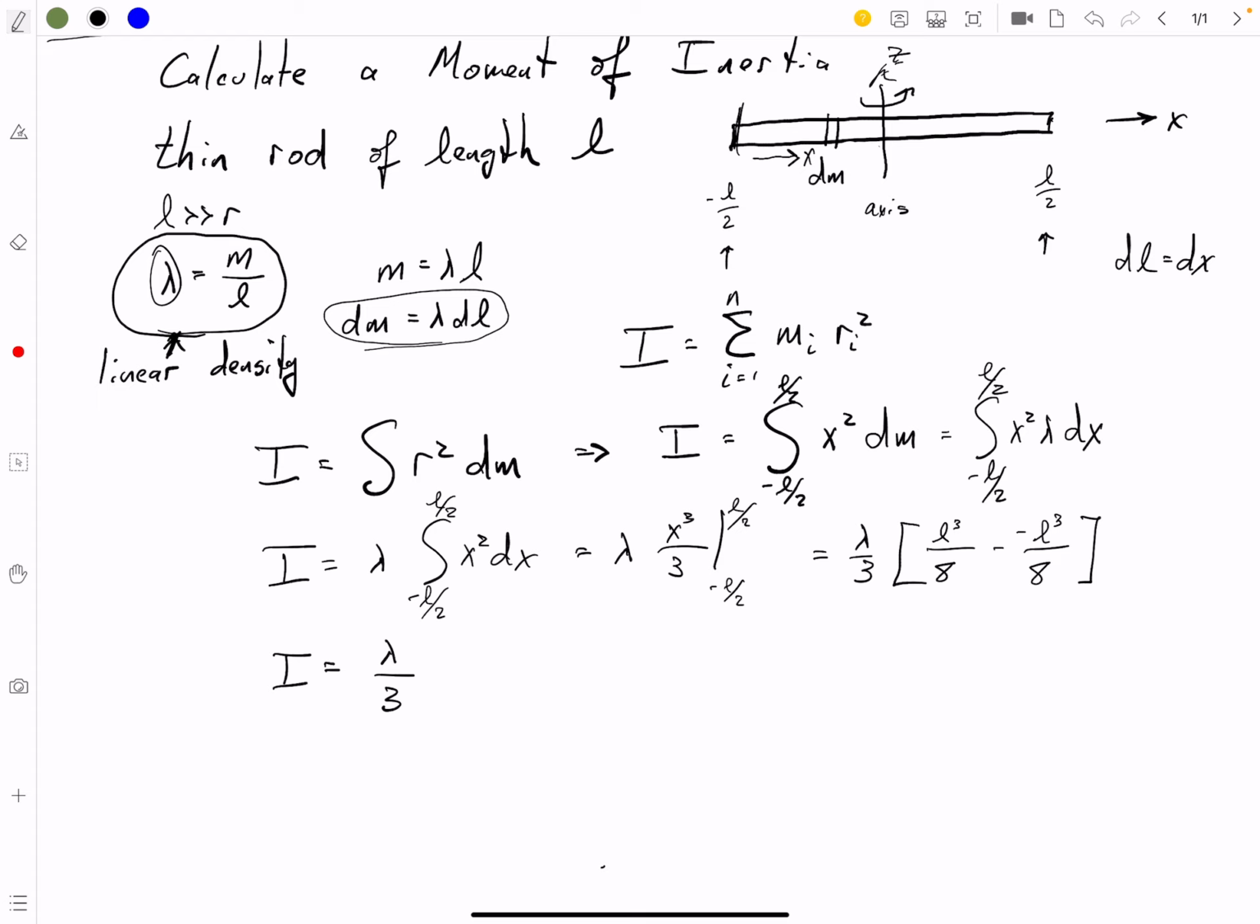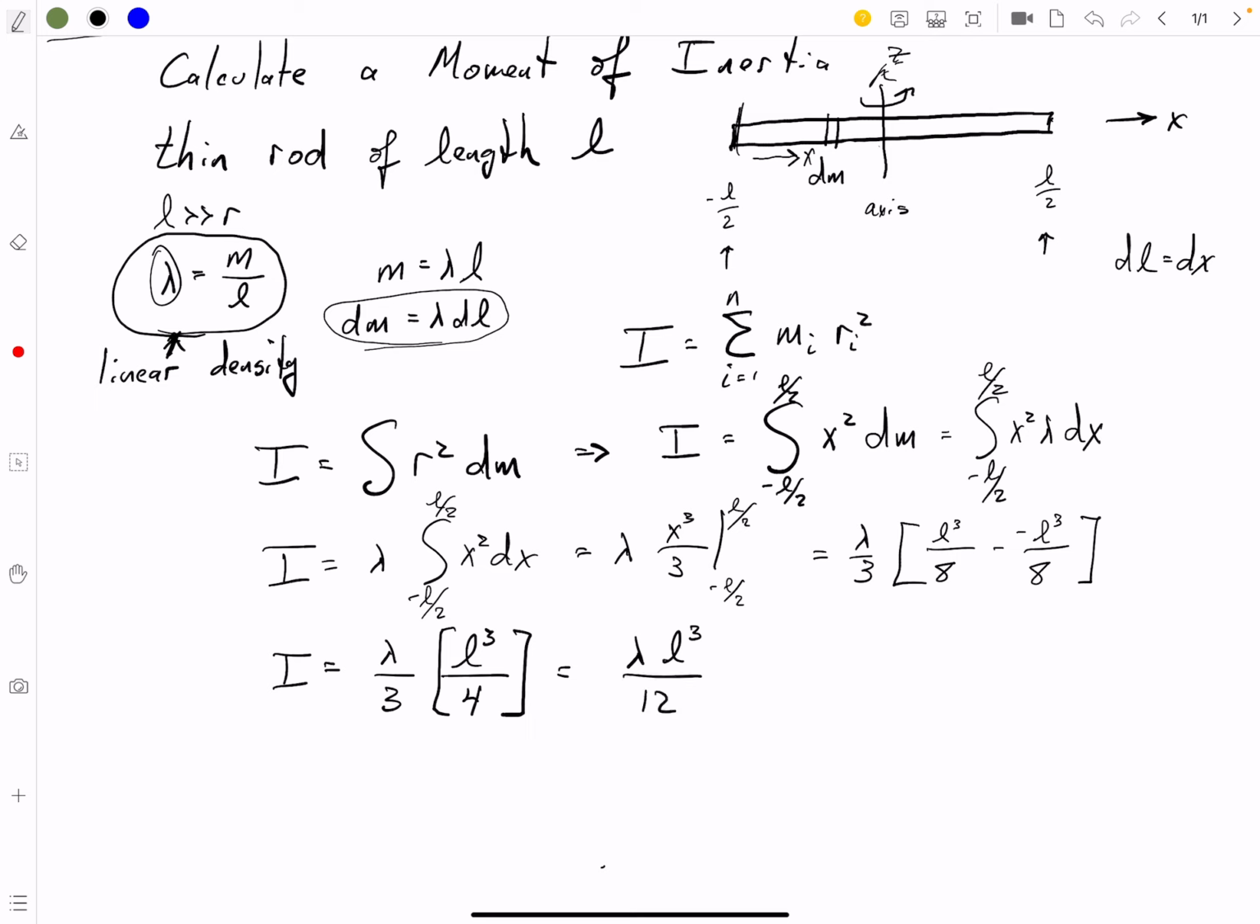We've got 2 of them. 2 divided by 8 is 1/4. So I'm just going to leave L cubed over 4 here. And that leaves us with lambda L cubed over 12.